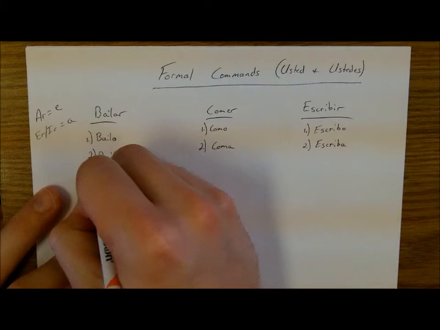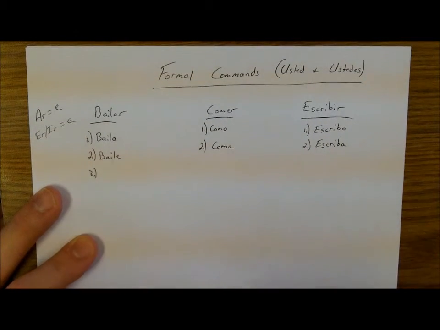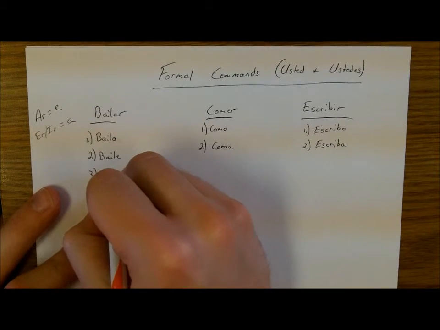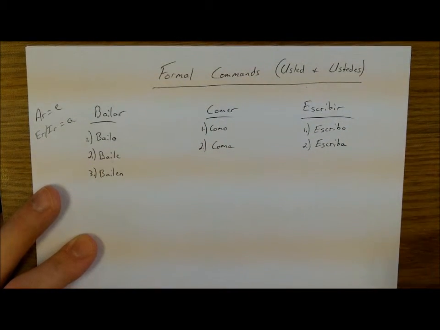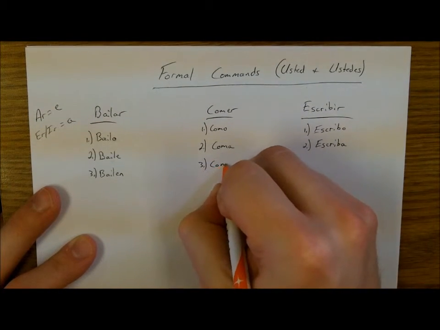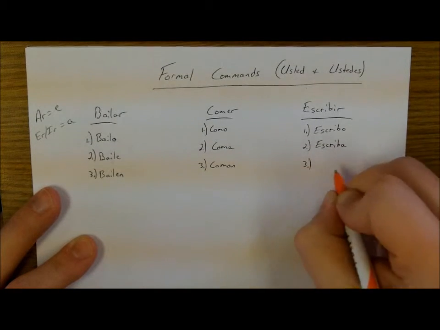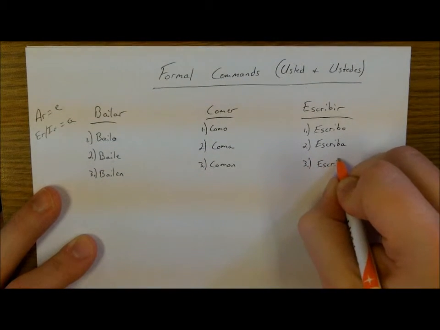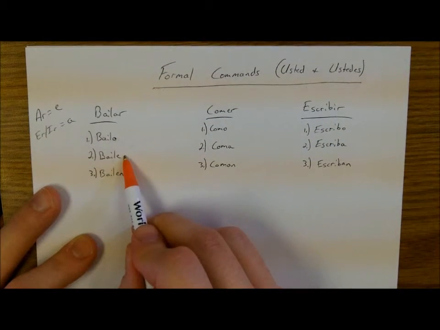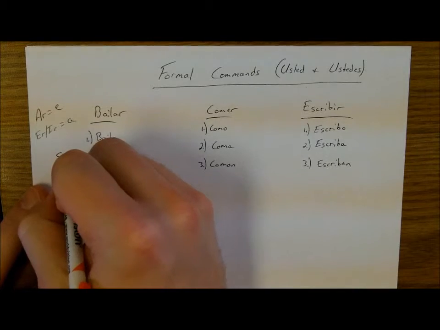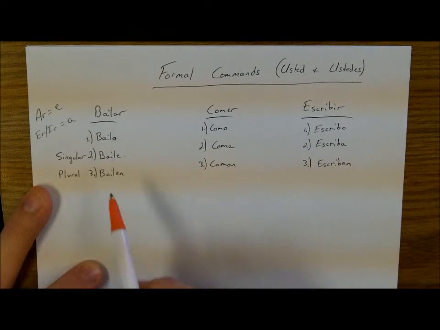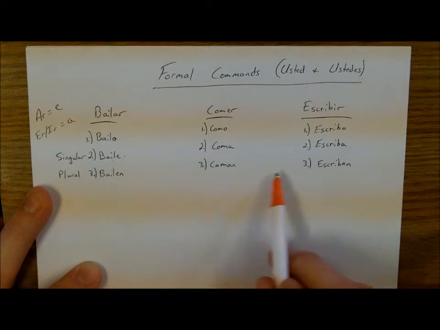If you wanted to make it more than one person, like you all dance, the only thing you're going to do is add one letter, and that letter is going to be an N. So we get bailen, and we get coman, and then we have escriban. So that's it. So we have singular, and I'll write singular here so you don't get confused, and we'll have plural. One person, more than one person.